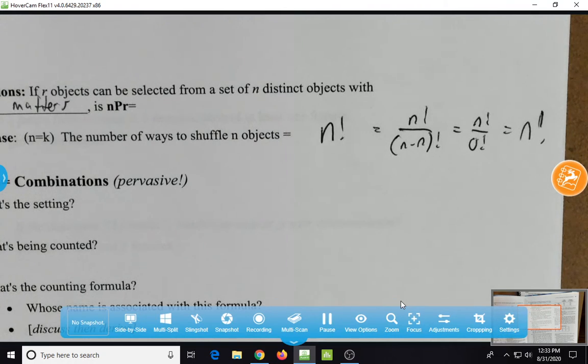Okay, let's pause for a couple seconds and think about what we've had so far, because we're going to add another wrinkle here.